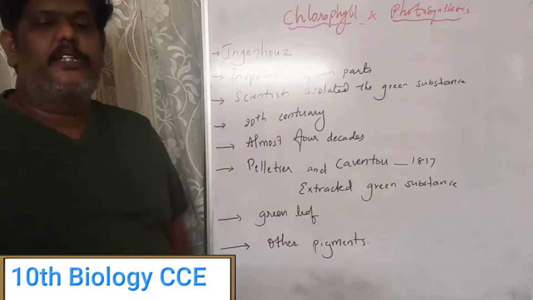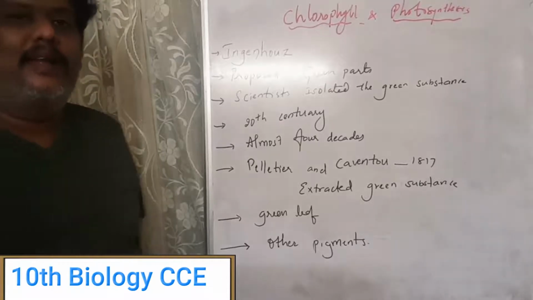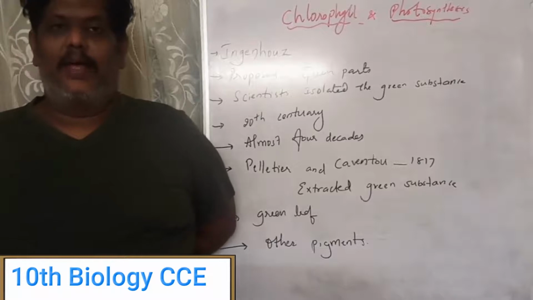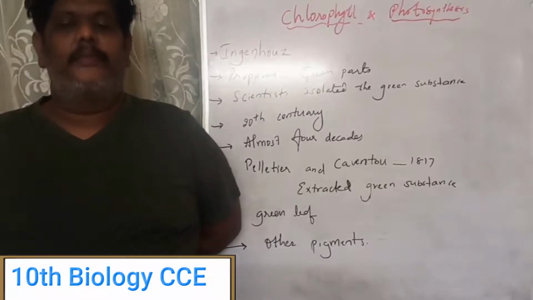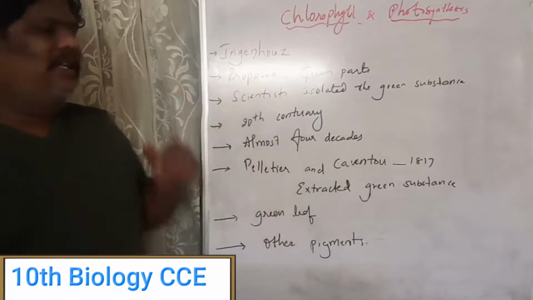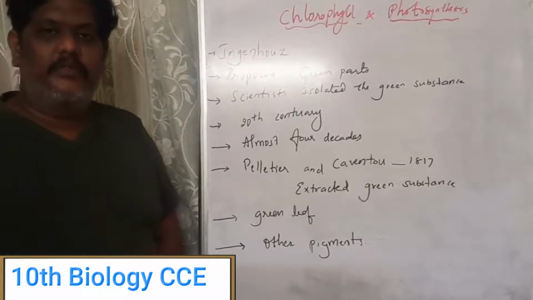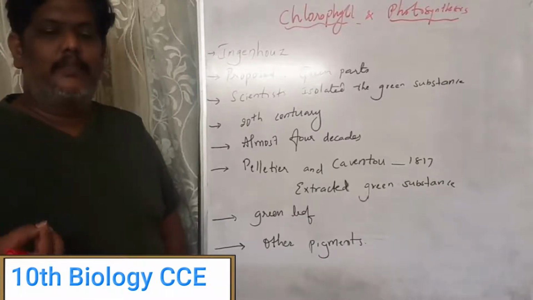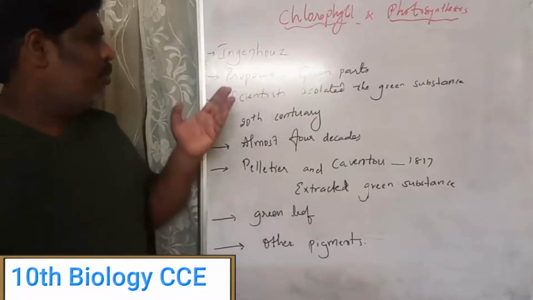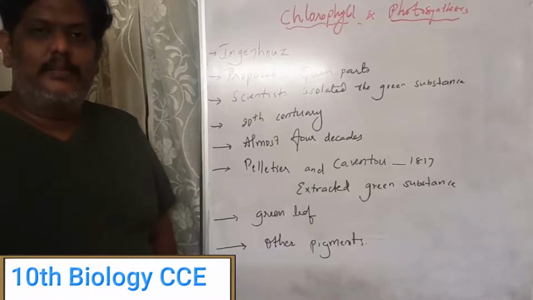Ingenhousz is the first person who proposed the theory that the green parts which are present in the plant are responsible for the photosynthesis. The plants are able to prepare the food material because of the green colored part. That is what he has proposed.